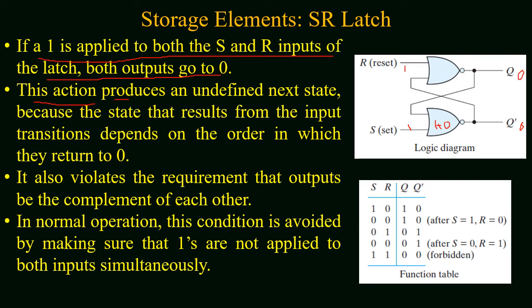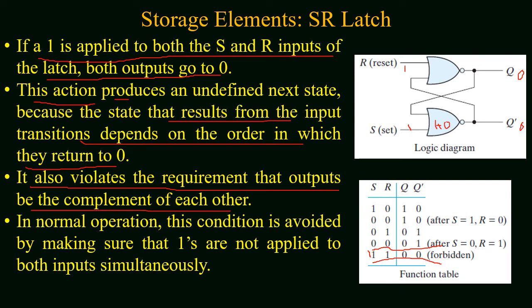Now this action produces an undefined next state because the state that results from the input transition depends on the order in which they return to 0. And it also violates the requirement that the outputs must be complements of each other. So in normal condition, this is avoided by making sure that ones are not applied to both inputs simultaneously.